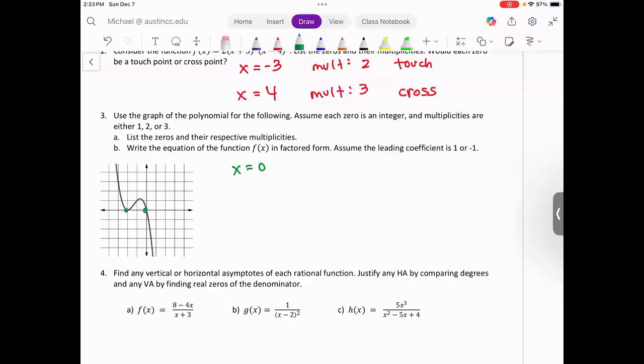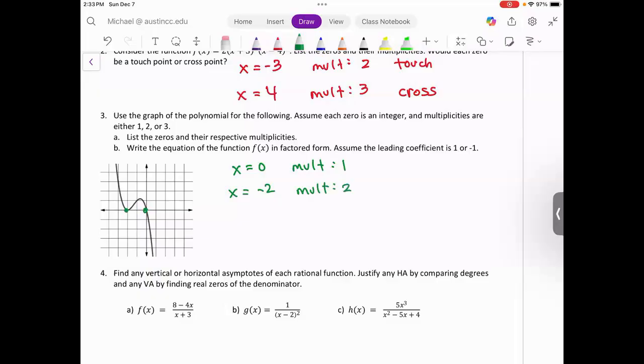But it goes through fast. It doesn't take its time going through. It doesn't go through slow. So that's going to be a multiplicity of 1. Then we have this other zero at x equals -2. It touches, so it's going to be a multiplicity of 2.